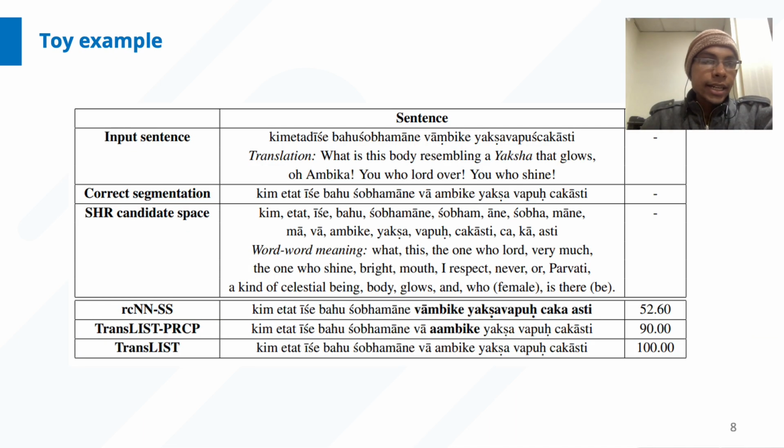Let us understand our model with a toy example. Given the input, the task is to produce the segmented output. This is the auxiliary information from SHR. Here we are comparing with the state-of-the-art model's prediction. Bold letters are the incorrect output given by the model. Without the post-processing module, our model also makes mistakes, but with the help of auxiliary information, we are able to rectify that mistake. So this is the overall idea behind the model.